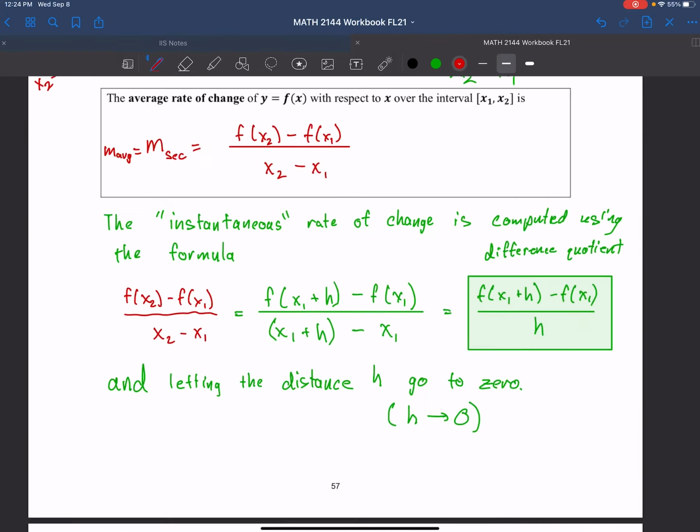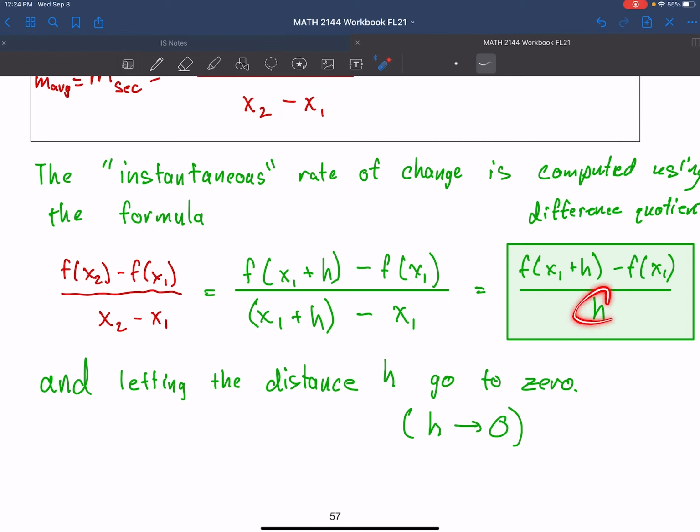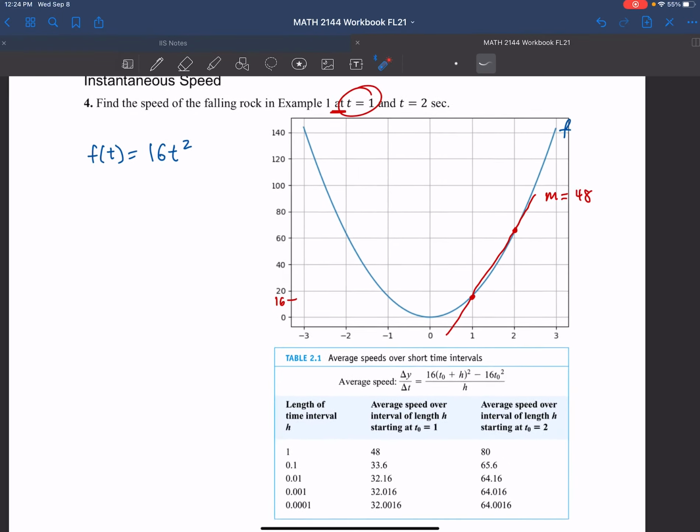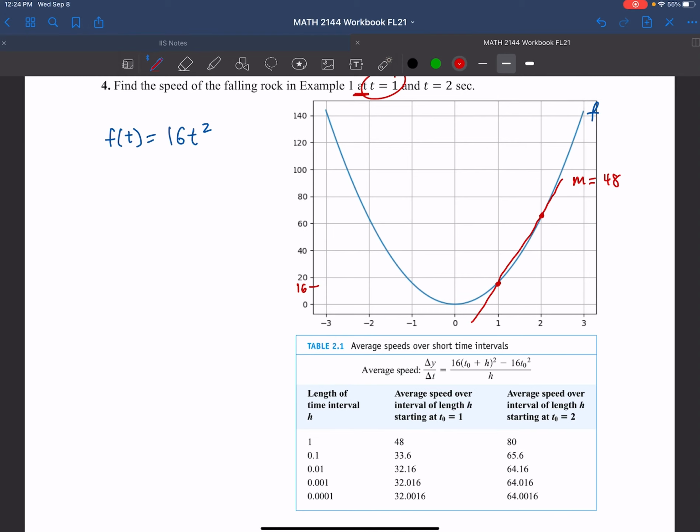I don't know if I called it out specifically, but we can't just say h is 0, because there would be a 0 in the denominator, which would then be undefined. So let's summarize what we have right here.